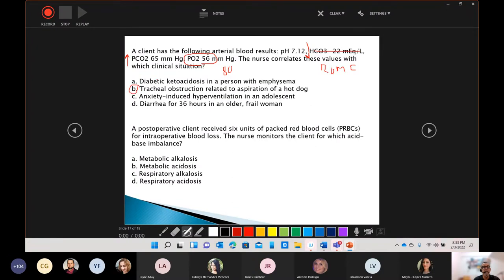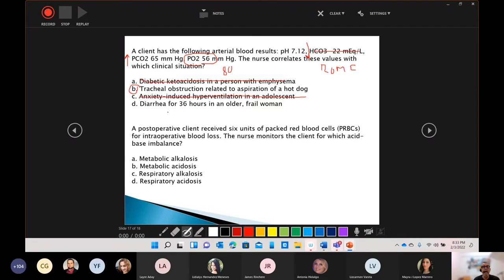Because diabetic ketoacidosis is producing a metabolic acidosis, and here I have a respiratory acidosis. So I eliminate this option. I repeat, I learn. And unless I have advanced Alzheimer's, I learned a few minutes ago that in diabetic ketoacidosis we have metabolic acidosis. And we determined here that this is a respiratory acidosis, so we rule that out. Anxiety-induced hyperventilation in an adolescent. We know that this produces respiratory alkalosis, and we are talking about a respiratory acidosis. So alkalosis cannot be, rule that out.